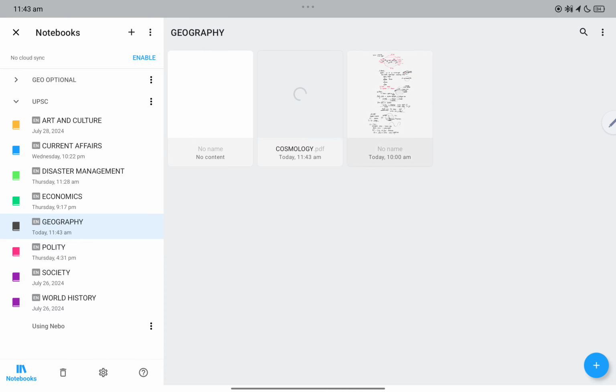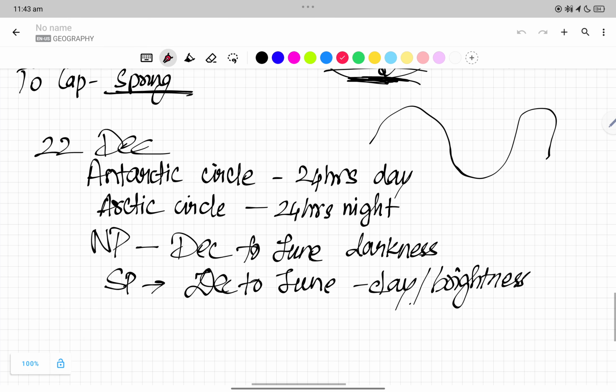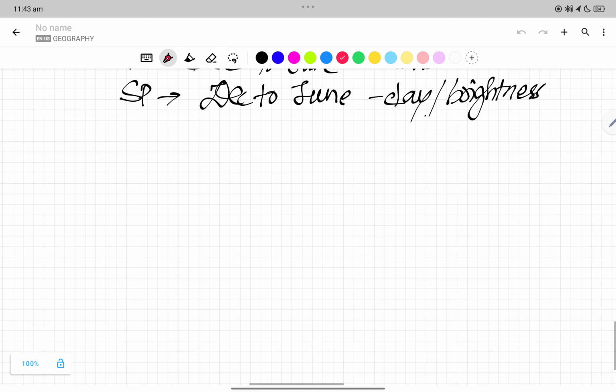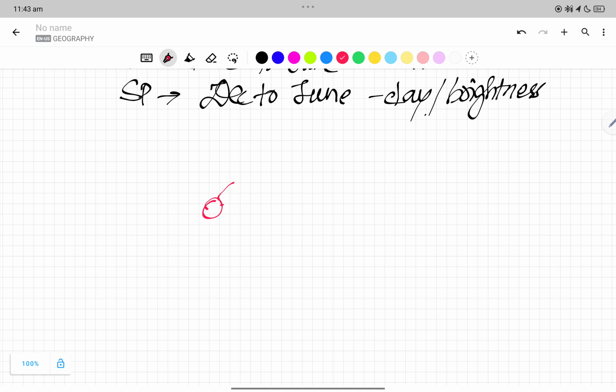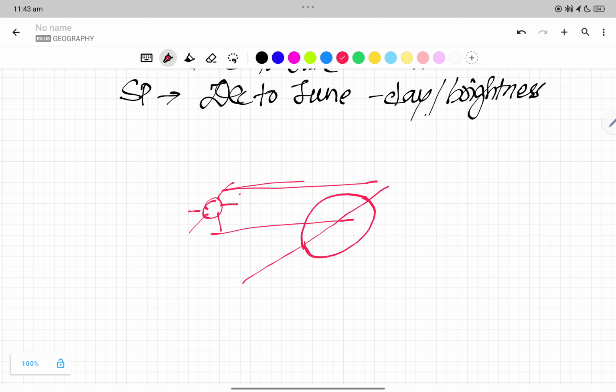Let's see what is a circle of illuminance. We have the sun over here. We have the earth and it is tilted, right? Consider this as the earth. When the sun rays are falling, this part will get light and this part will not.